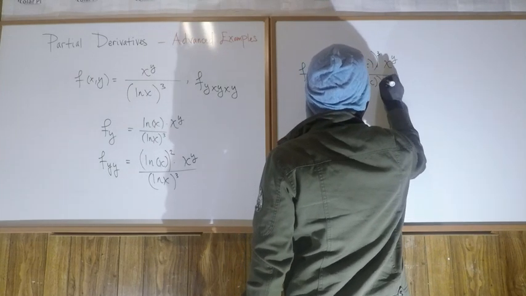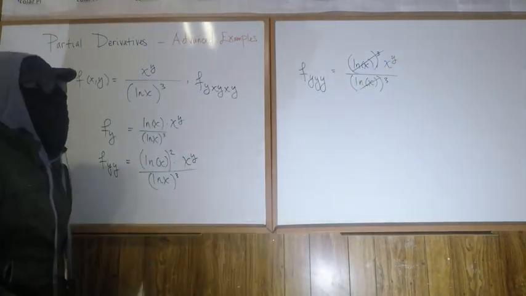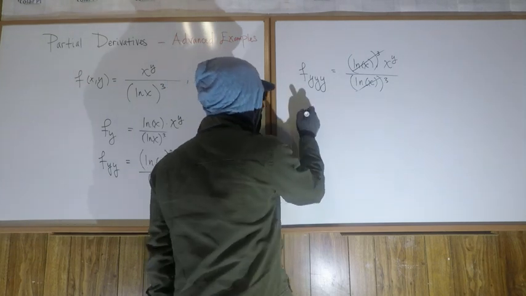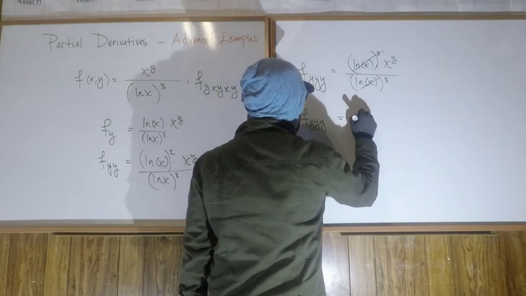How convenient. Now we should cancel these, right? We do. Okay, so we see that fyyy is simply equal to x to the y.